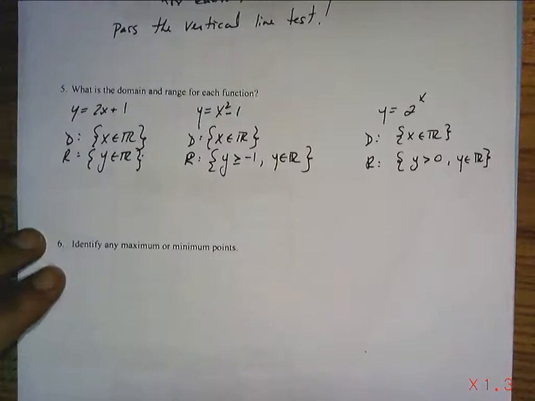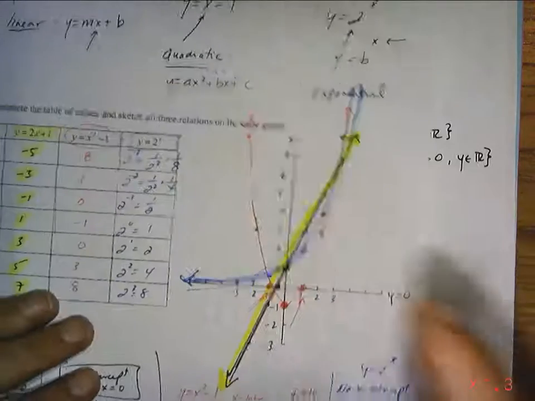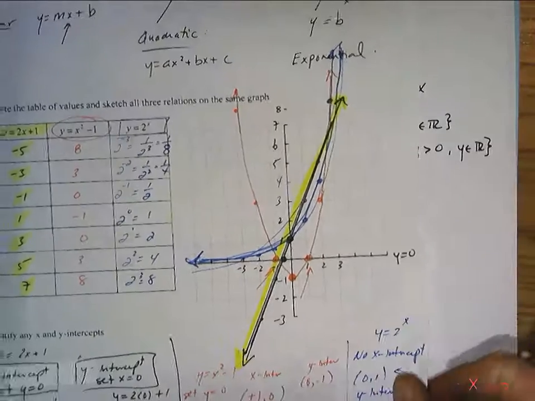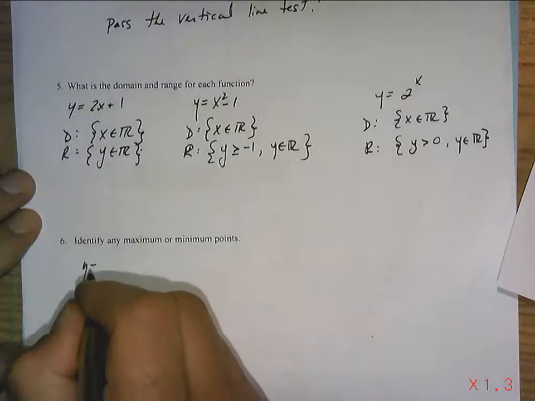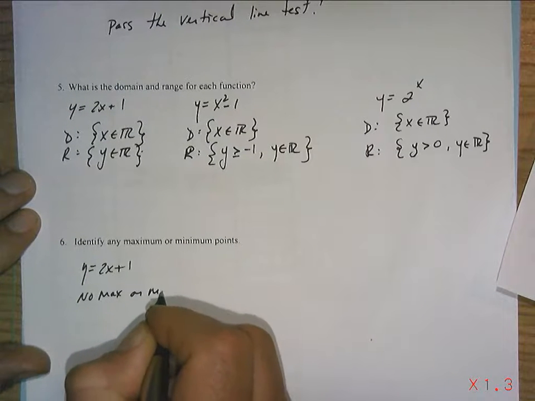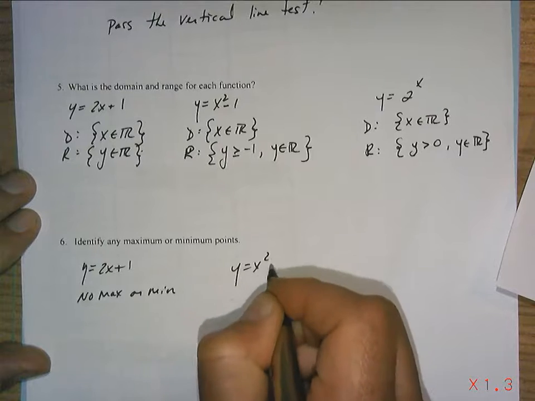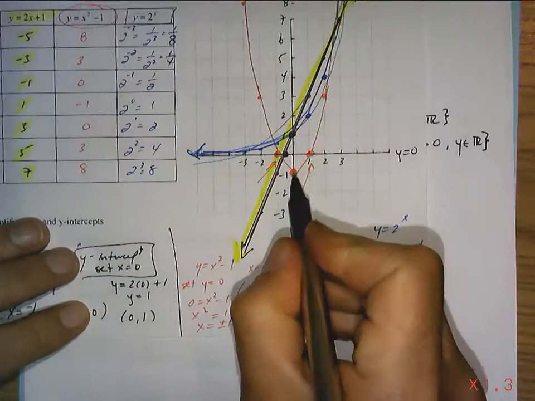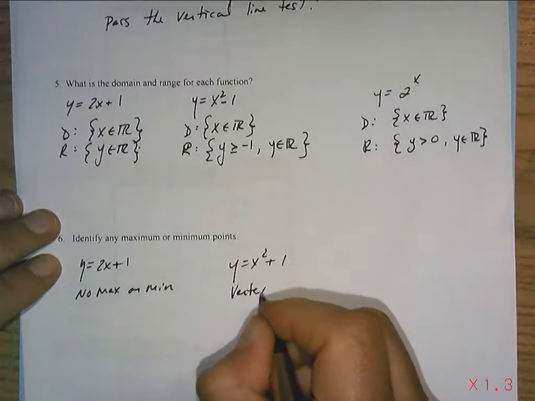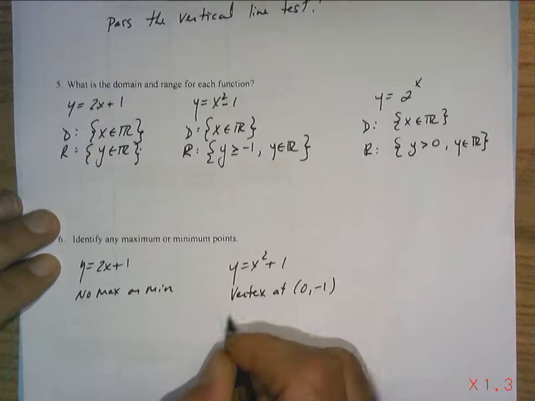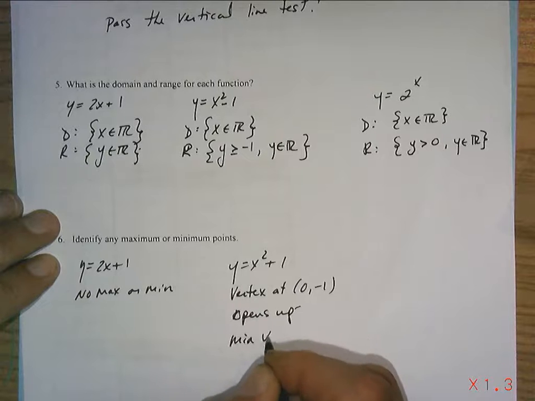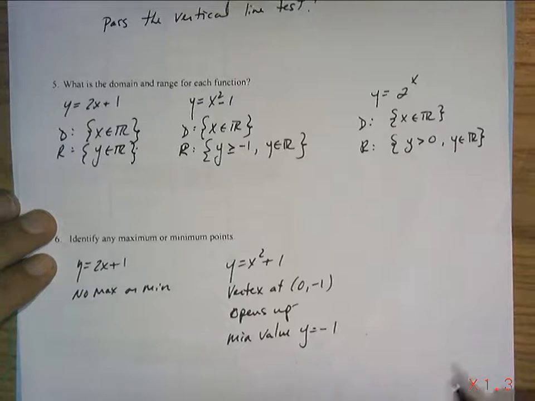Identify any maximum or minimum points. Well, for the linear relation, there is no maximum or minimum. It goes on and on and on. So linear, no max or min. For the quadratic, however, it has a vertex there, and it opens up, so that's a minimum. So the minimum value is y = -1.